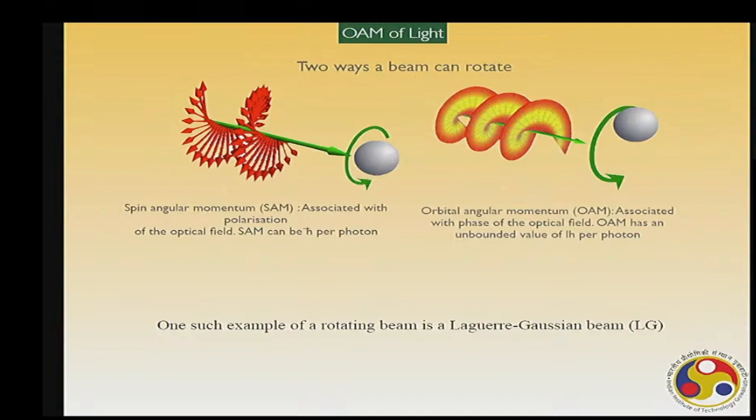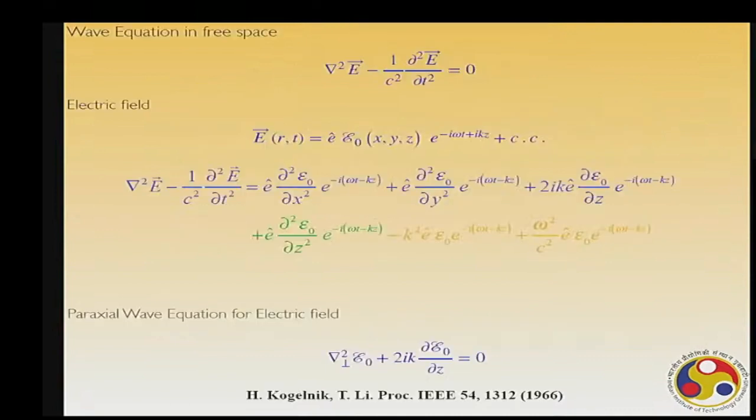Now let us go back to my wave equation. The wave equation has a second order partial derivative in space and a second order time derivative. We are going to consider the field envelope, like the polarization, this field envelope E0(x, y, z), times e to the power minus i(omega t plus kz). If I substitute this plane wave solution into this Maxwell wave equation in free space, I can see there are six terms.